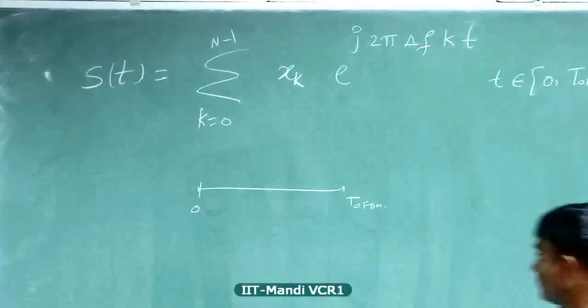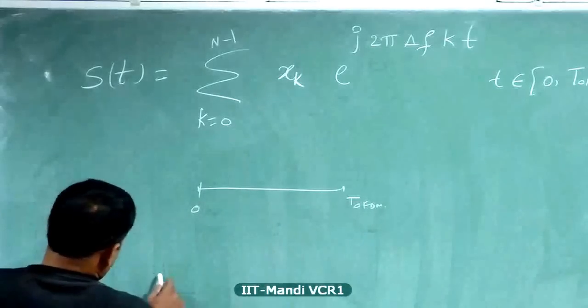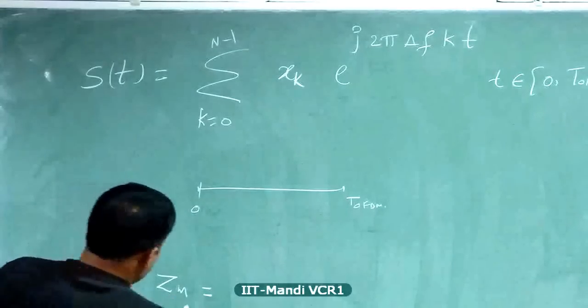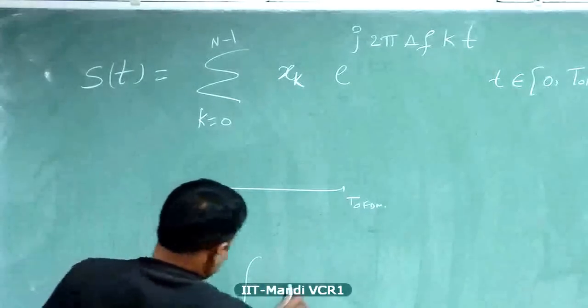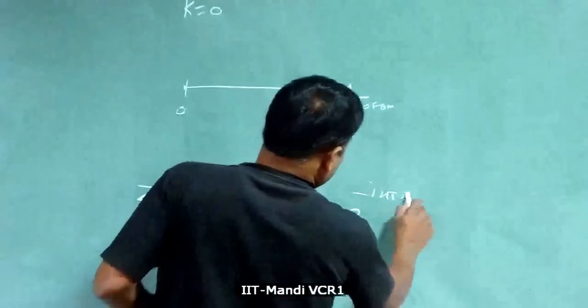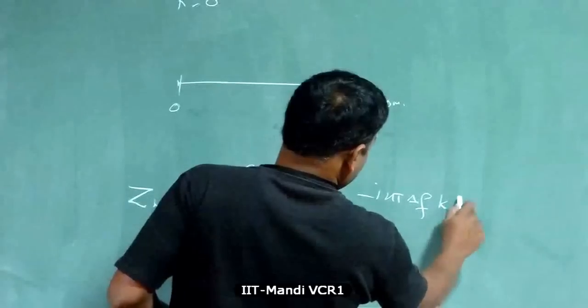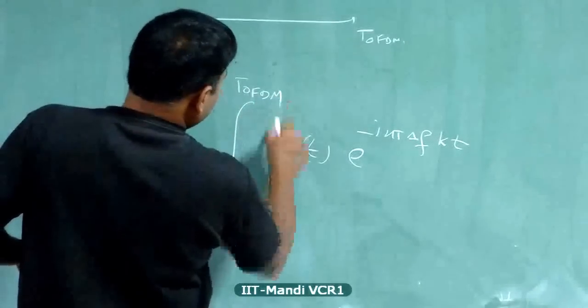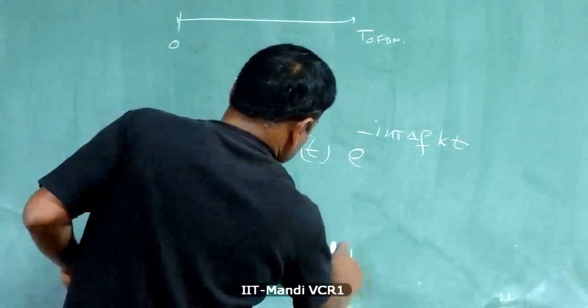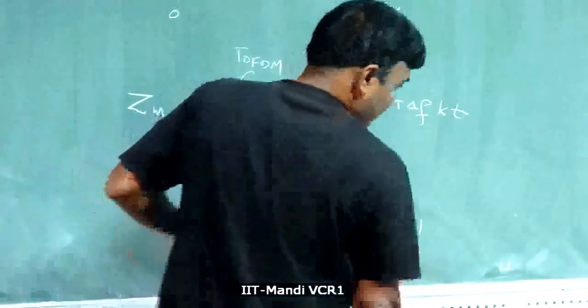Okay, and we developed a receiver which demodulates the data of interest Zm, which is the integral of R of t, which is the received signal, times e to the minus j2 pi m delta f t, with t going from 0 to T OFDM, where R of t is the sum of the transmitted signal plus additive white Gaussian noise collected at the receiver.